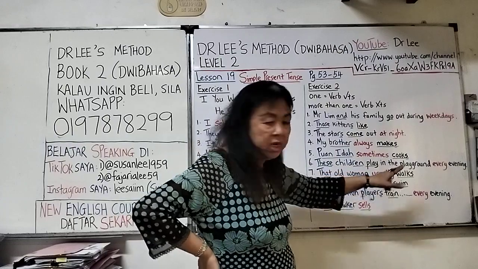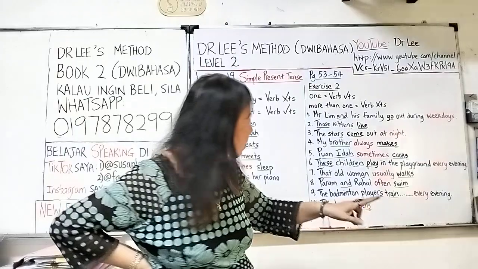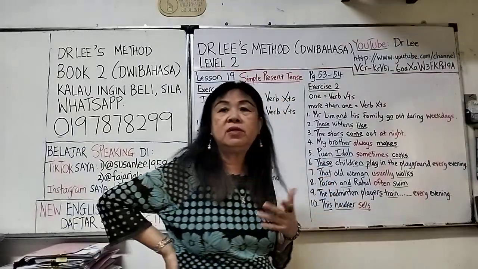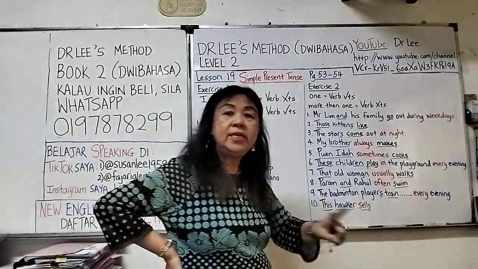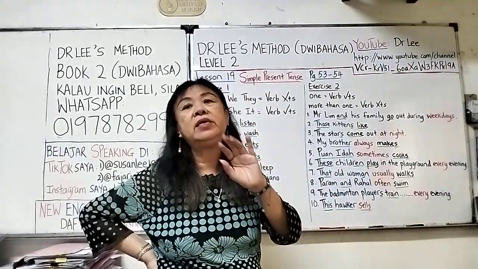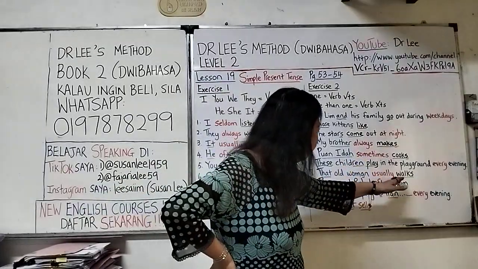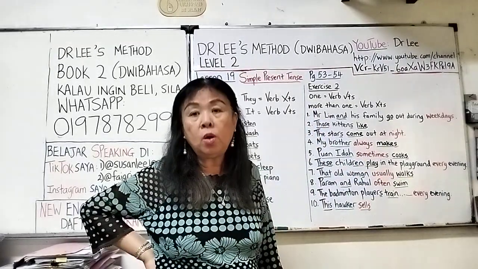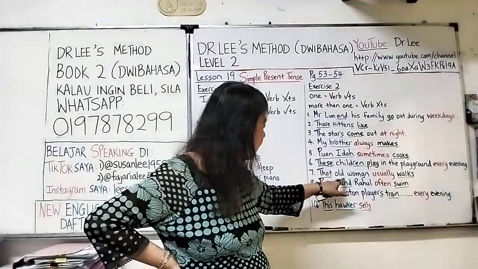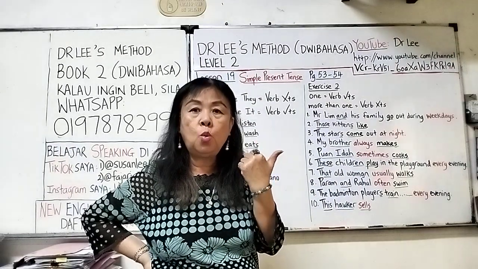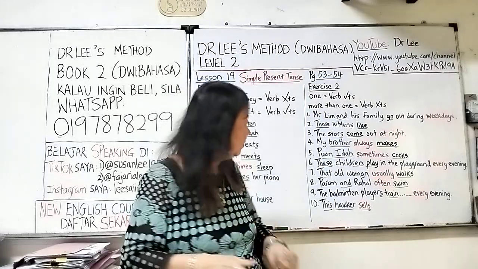That old woman usually walks around the neighborhood. Now, woman, that will tell you is 1. M-A-N is 1. M-E-N is more than 1. So this is definitely 1. Usually, walk, you must put S, walks around the neighborhood, because one person, one animal, one thing, one place, the verb you must put S.